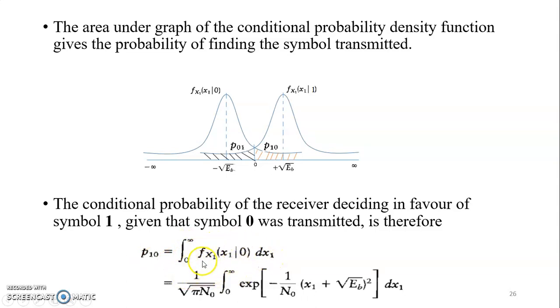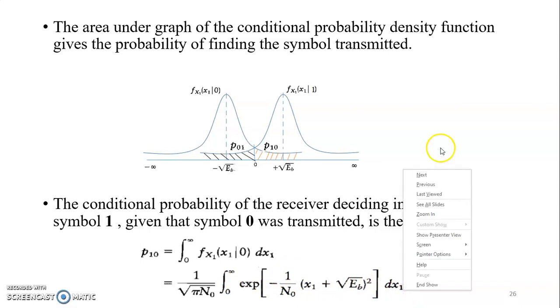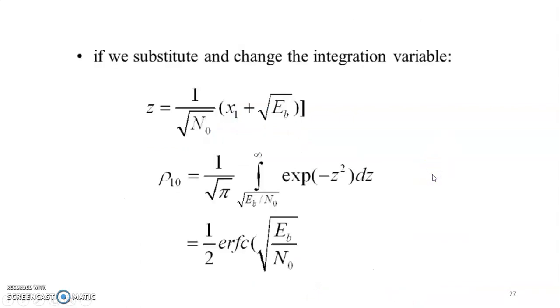So here we are substituting that fx1 of x1 given 0, which we have previously written. The expression becomes 1 by root pi n0 integral 0 to infinity e raised to minus 1 by n0 (x1 plus root eb) the whole square dx1. And in this case we have to substitute and change the integration variable for easier analysis. This is the expression for P10 that we are seeing.